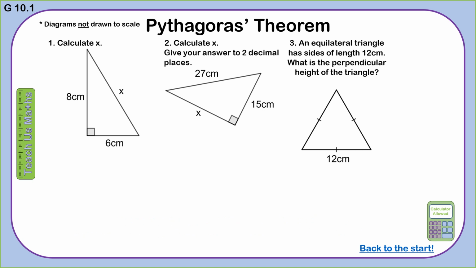G 10.1 Pythagoras' Theorem. Pythagoras' theorem, which is named after the Greek philosopher and mathematician, allows us to calculate the length of one side of a right-angled triangle if we are given the lengths of the other two sides.